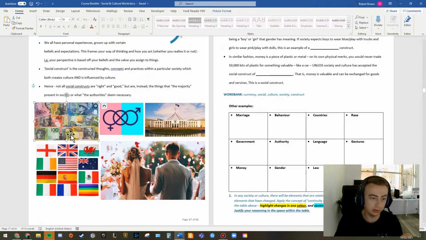So if I was to, 2,000 years ago, wave a $100 note to someone, it wouldn't mean absolutely anything to them. It would mean nothing to them. But to someone in Australia, everyone in Australia has agreed upon the social construct and the idea that that is a $100 note, and I can exchange that for goods and services. In and of itself, it doesn't mean anything.